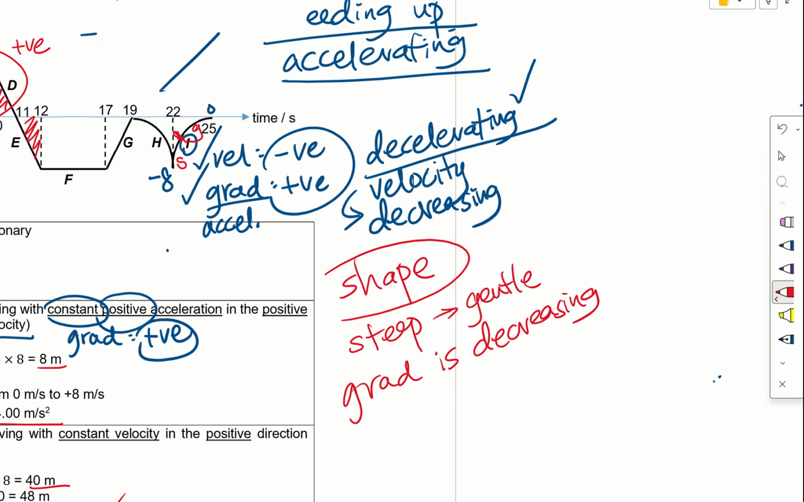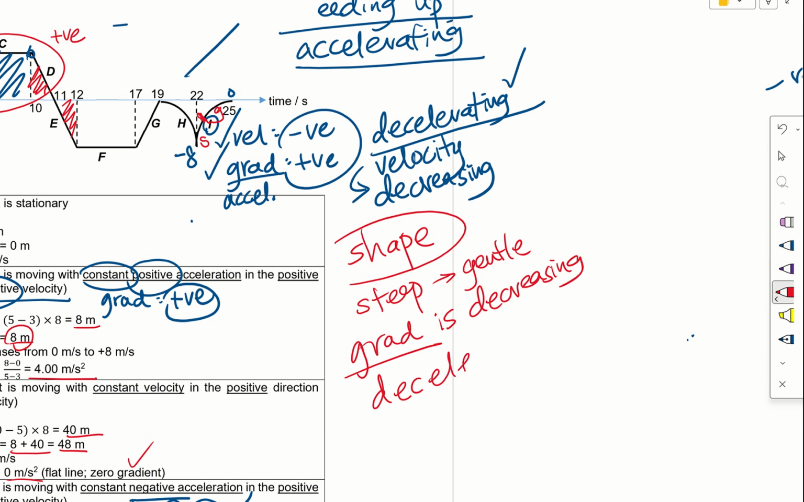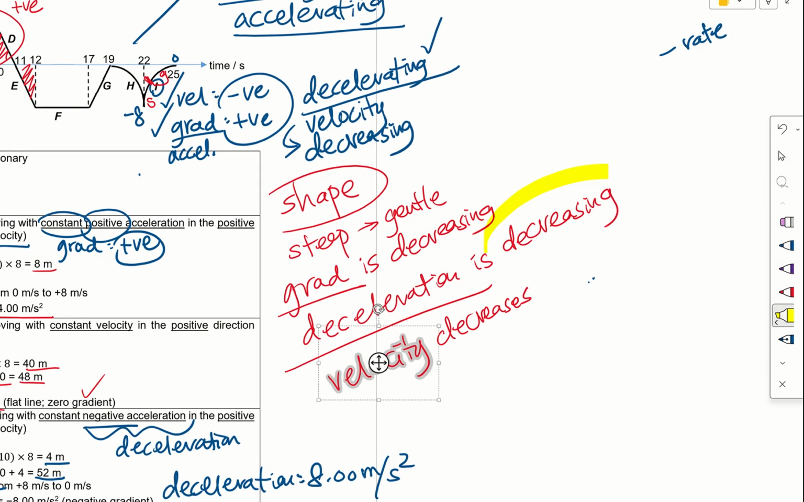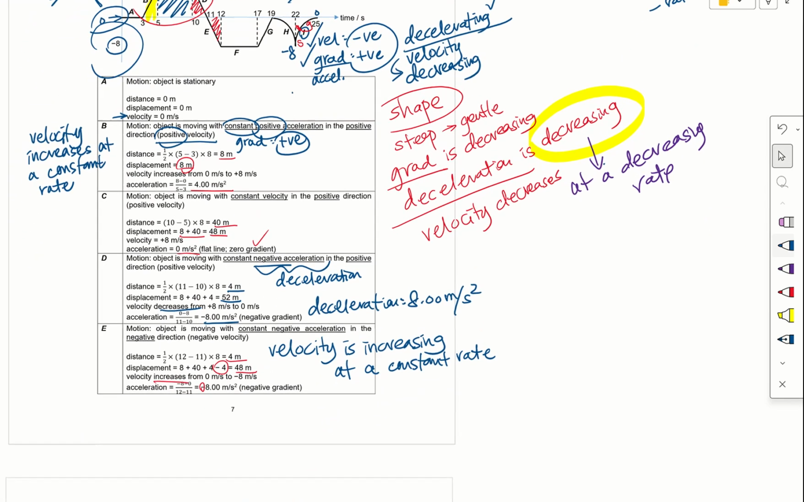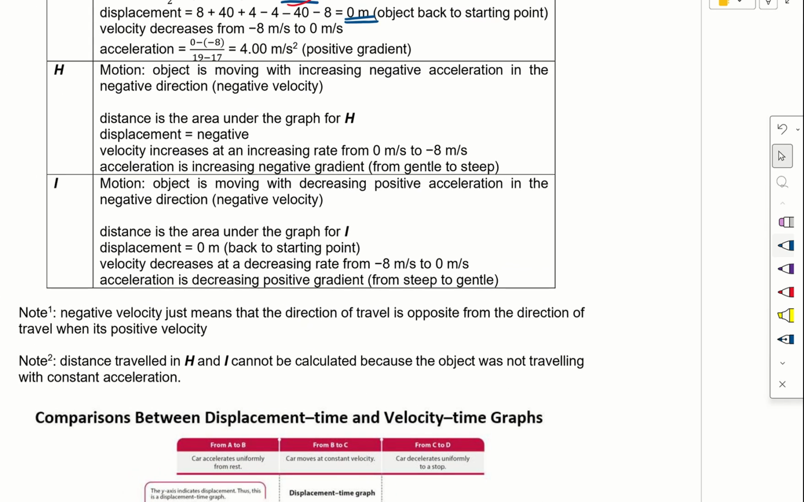Okay, now what does the gradient represent? We already know that it is decelerating, right? So the deceleration is decreasing, or decreasing deceleration. Now deceleration means velocity decreases. So the velocity actually now decreases at a decreasing rate. So you might want to look through the video again, right? I think it's mentioned in H and I.